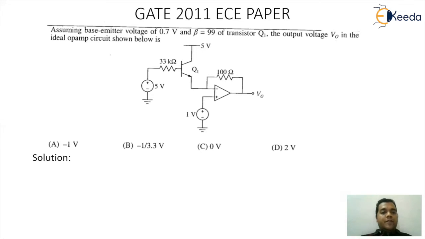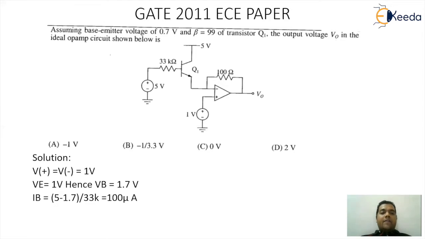So the solution is, since V plus pin is equal to V minus pin, that will be equal to 1 volt. So now we can apply the value of VE as 1 volt. Automatically VB will be 1.7. So I can get the value of IB as 5 volt minus 1.7 divided by 33 kilo ohm. That is the KVL to the input loop, and you will get the value as 100 microampere.